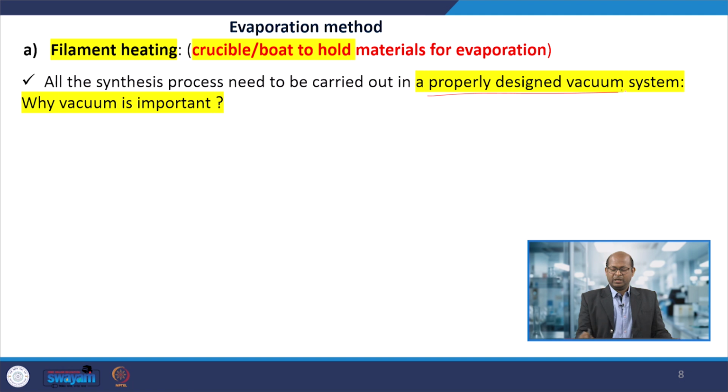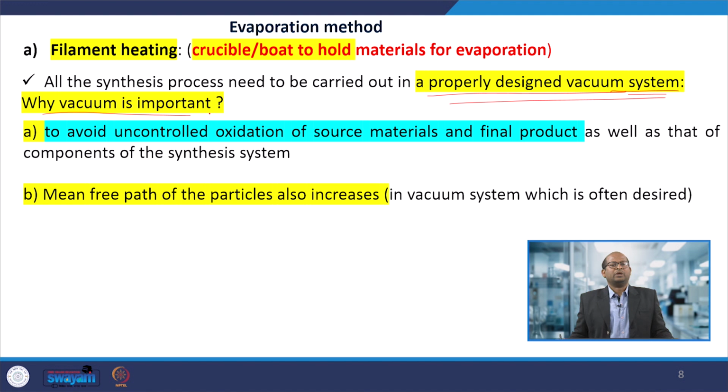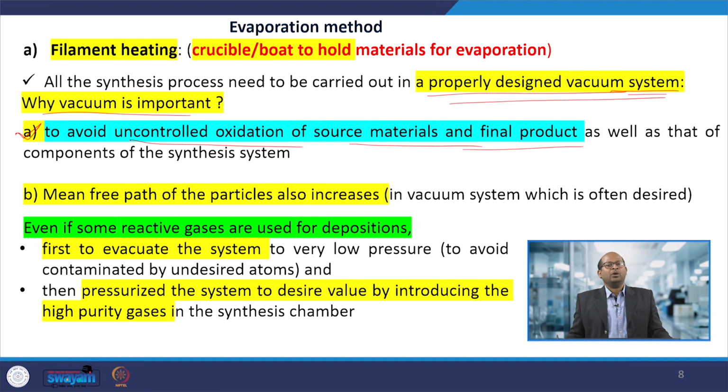And before that, I said vacuum is very important, system vacuum. Why is vacuum important? To avoid uncontrolled oxidation of the source materials and final products. So that is one of the primary objectives, to create the vacuum in that particular system while evaporation operations are going on. At the same time, when a vacuum is created, then the mean free path of the particles will also increase. As a result, we can get good control of the particles, which are easily evaporated and very fast deposited on the target substrate where we want to deposit.